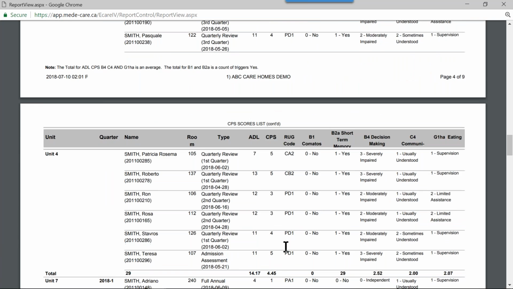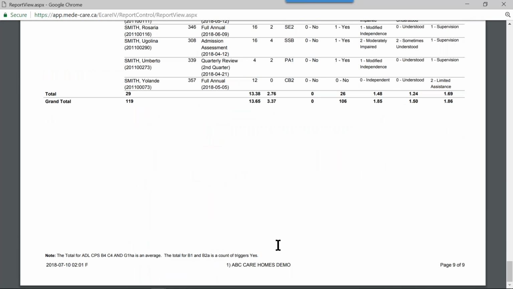All right. And you can see if we go right to the bottom again, it tells us 119 people, average ADL score, average cognitive score, but you can also break that down by the nursing unit to see where you have the largest problem and what area you have that problem.